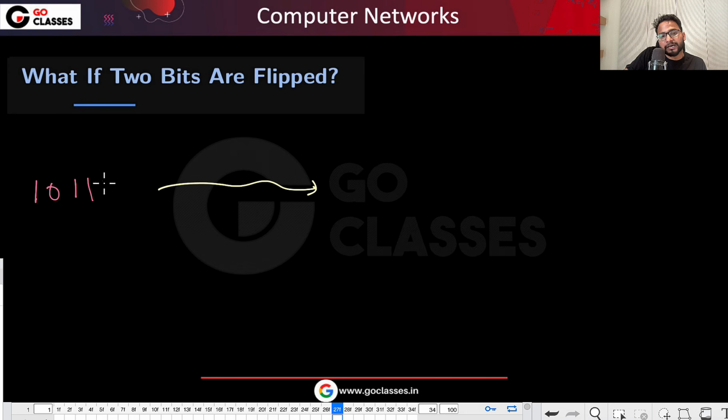Currently you are adding one to make the even parity. Now suppose more than one bit gets flipped. For example, this gets 1, this gets 0, and everything else is the same, which means this is 1 and this is 1. So you can clearly see these two are getting flipped. Instead of 0 1, you have 1 0. These two are flipped, everything else is the same.